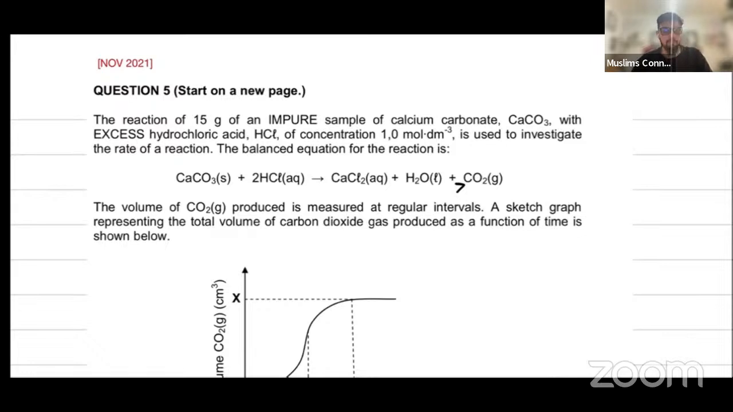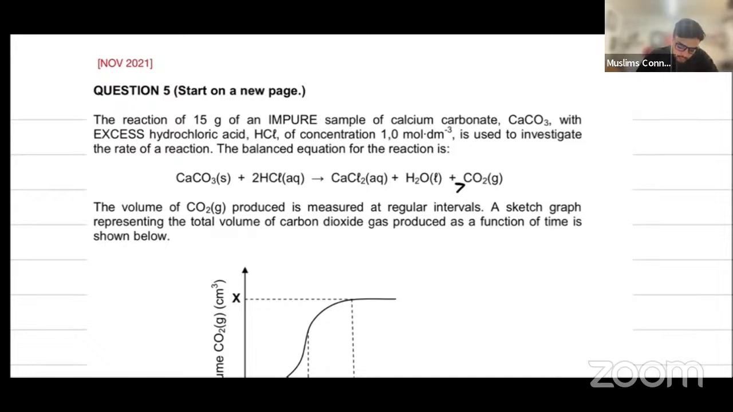Let's have a look. Question 5, start on a new page. Make sure to start on a new page. The reaction of 15 grams of an impure sample of calcium carbonate, CaCO3, with excess hydrochloric acid, HCl. Okay, so just take note of these important words. We'll come back to discuss them in a bit.